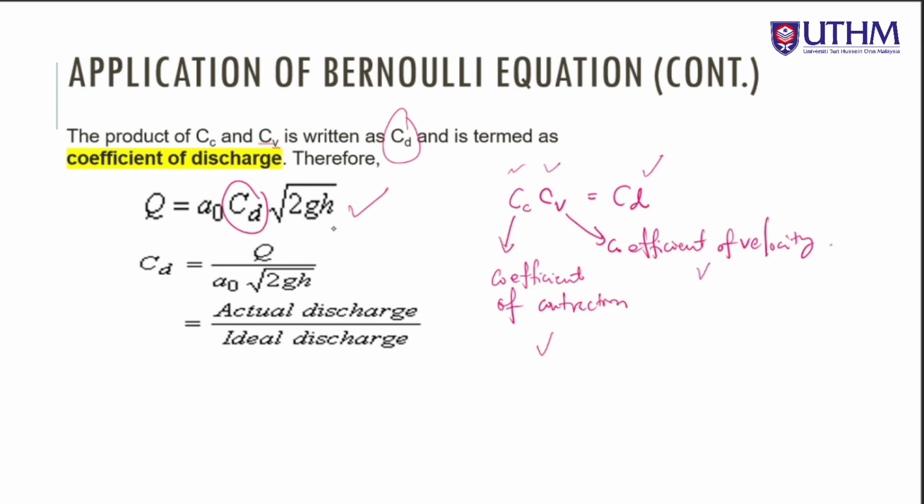Okay, so kita dah dapat ni, actually kita boleh dah calculate the coefficient of discharge, which equals Q over A naught square root of 2GH, yang mana the Q is actually the actual discharge, and yang belah bawah ni adalah the ideal discharge. Actual discharge is those yang kita consider all the frictions, and the ideal if let's say all the frictionless. Okay kan, ini pun kita boleh fikir secara logik lah, yang mana kita akan dapatkan value of coefficient of discharge.